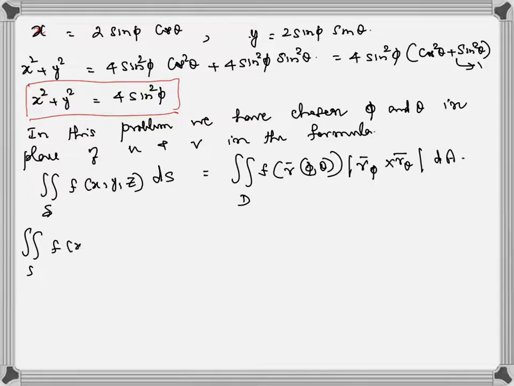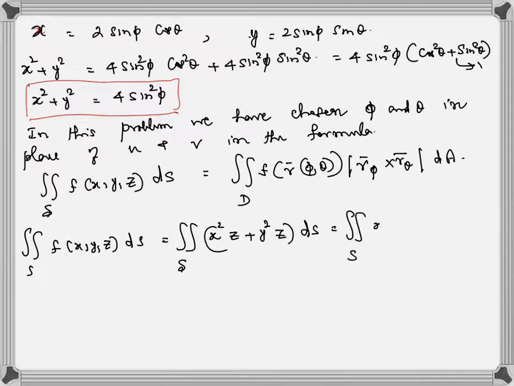The double integral over S of f of x, y, z dS equals the double integral over S of x square z plus y square z dS, which is what the problem is. We're taking z out by common factoring. It's x square plus y square times z dS.